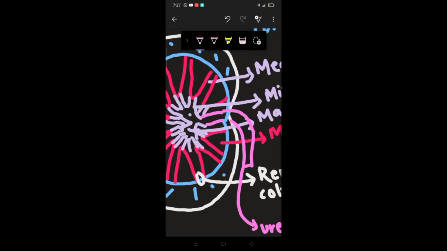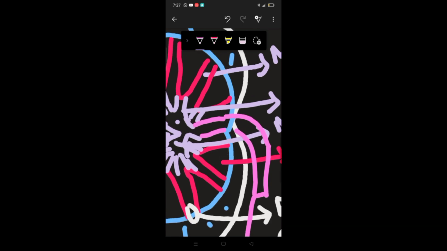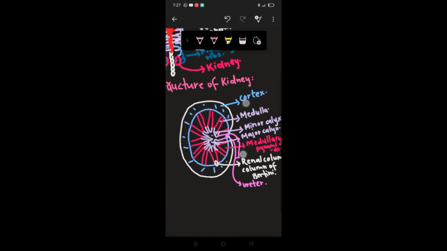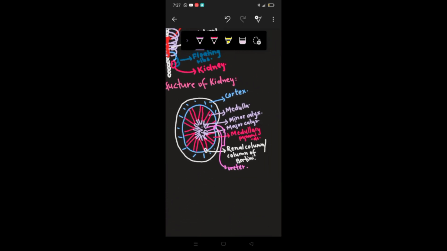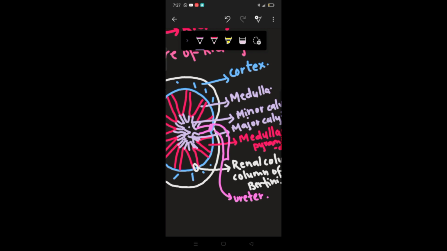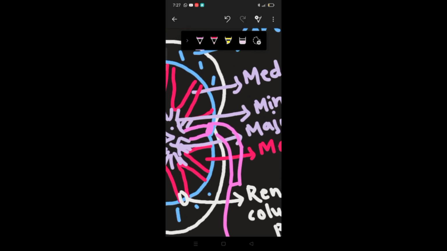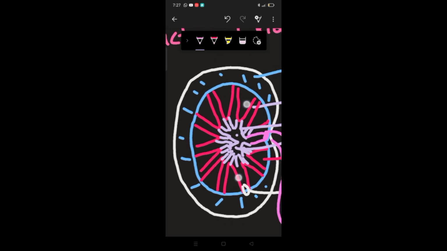Alright, and the place from where it will be coming out will be known as renal hilum, and this place would be known as renal pelvis. I don't have space, so I'm not going to write it down, but I'm telling you it is renal pelvis, and the place from where the ureter is coming out from the kidney is known as renal hilum. Alright, so now we should know by what the kidney is covered.